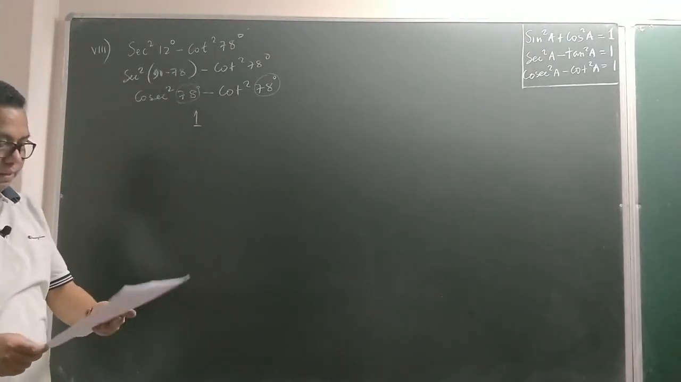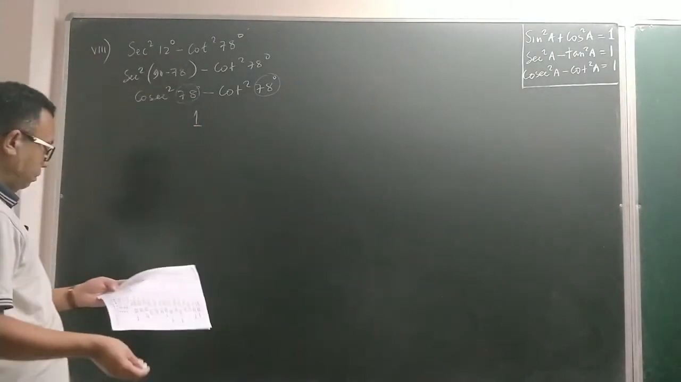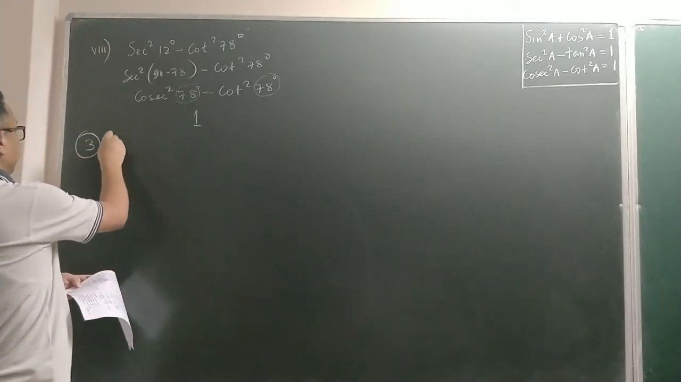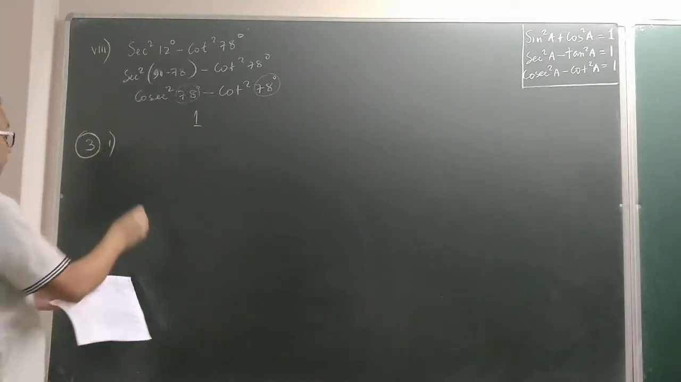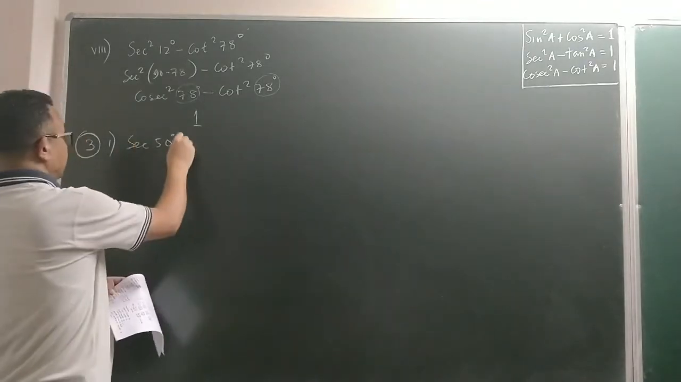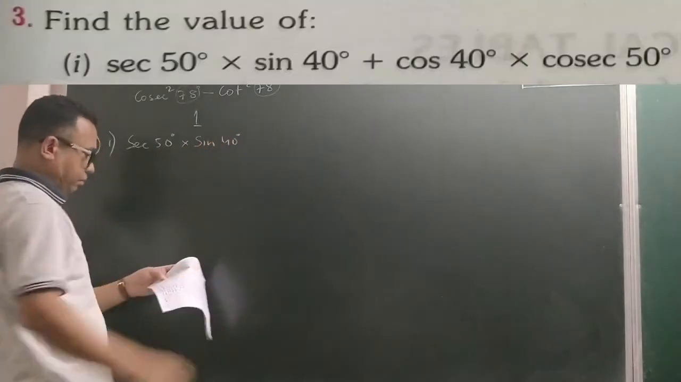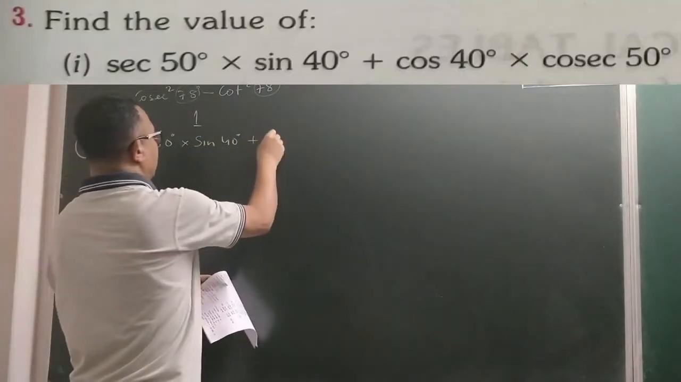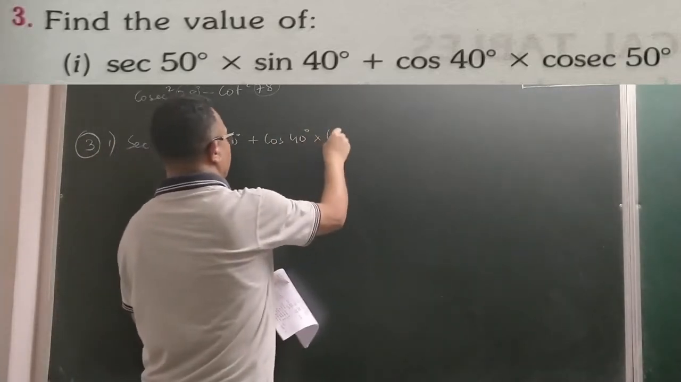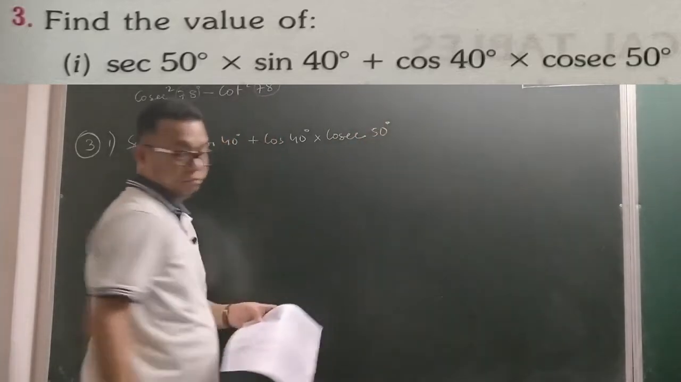Okay, now let's see a few multiplication questions. Let's see question number 3. Question number 3, they are saying find the value of sec 50 degree into sin 40 degree plus cos 40 degree into cosec 50 degree.